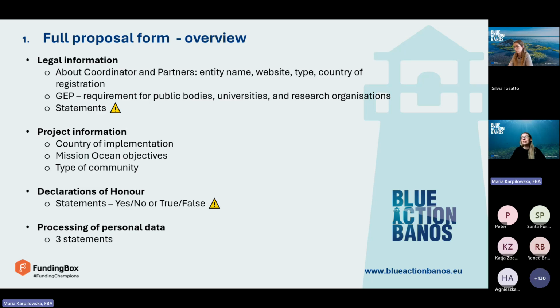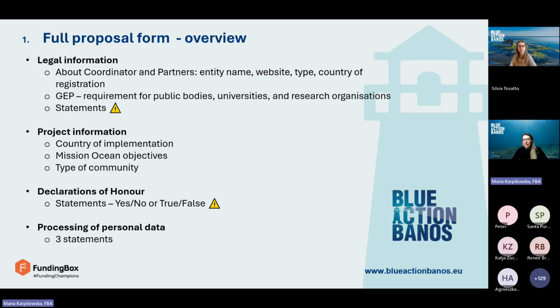In legal information, it's just very basic type of data, like the name of the entity or entities, the website, the type of entity, whether you are a local authority or regional authority or an SME or an educational organization, etc. We'll ask for the website, country of registration, and so on. Because you know that we have those certain eligibility criteria, and they are connected with the country where you are registered, with the type of entity. So this is the information we need to ask.